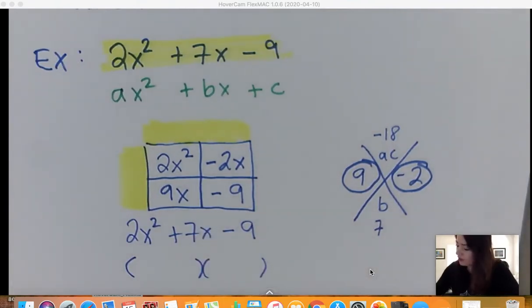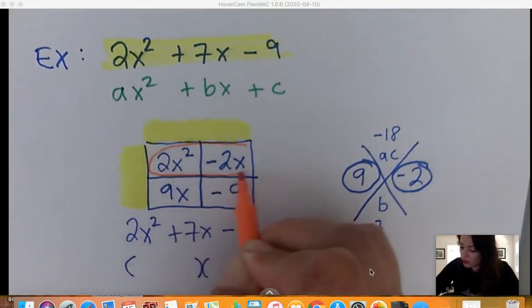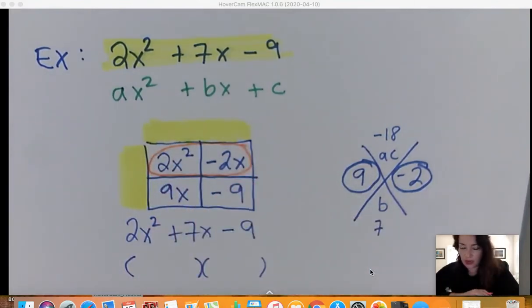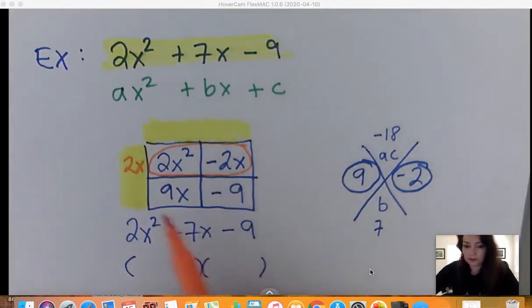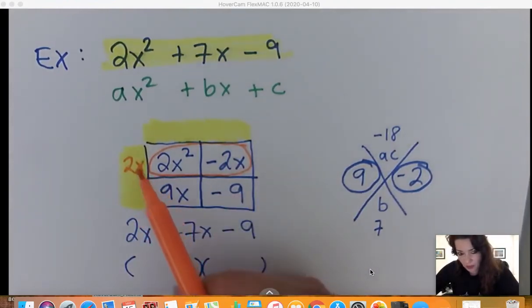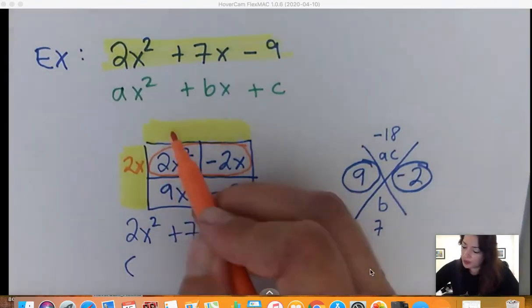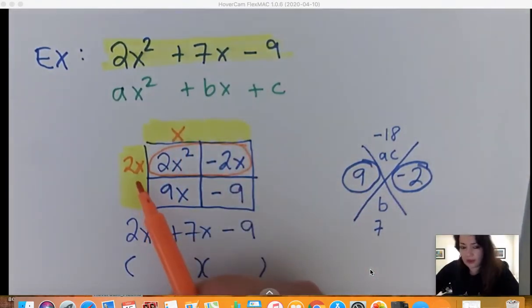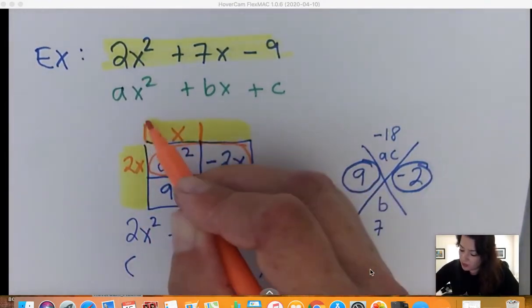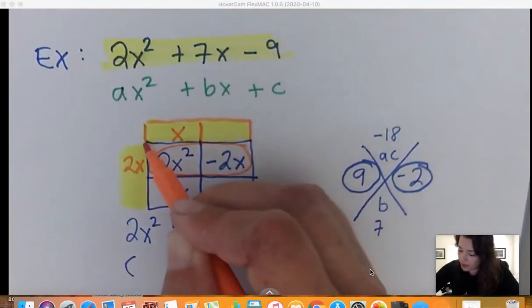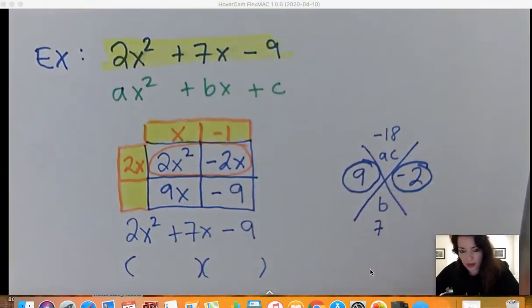So how to figure out what goes on the outside? Well, let's look at our first row. What is common between 2x squared and -2x? If you said 2x, you are correct. From here, I could multiply 2x times what number up here gives me 2x squared. If you said x, you are correct. And 2x times what number up here will give me -2x? So if you said -1, you are correct.